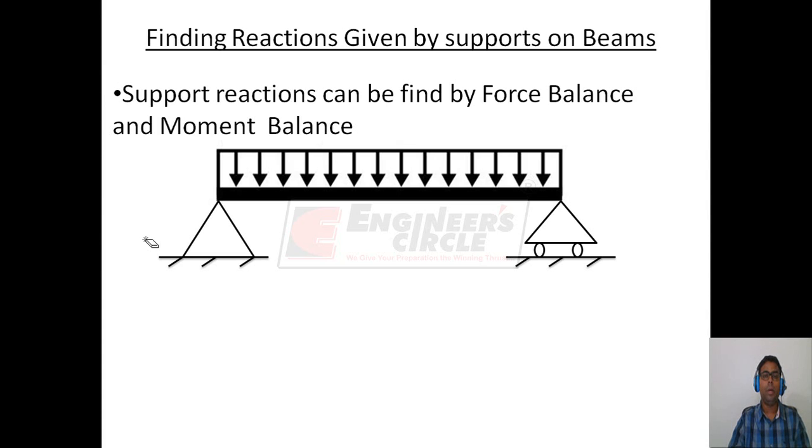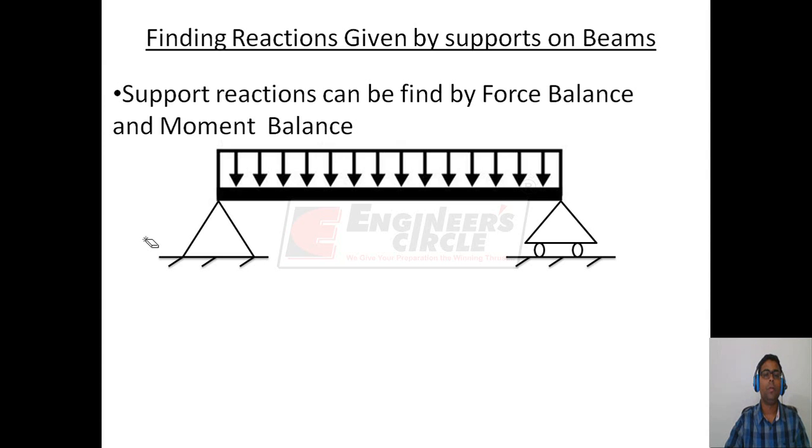Since the beam is in equilibrium, the net force on the beam in any direction, either horizontal or vertical, must be zero at all points on the beam. Similarly, since the beam is not rotating about any point, the net moment must be zero at all points on the beam.